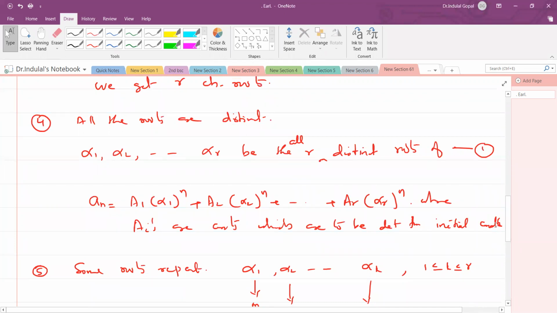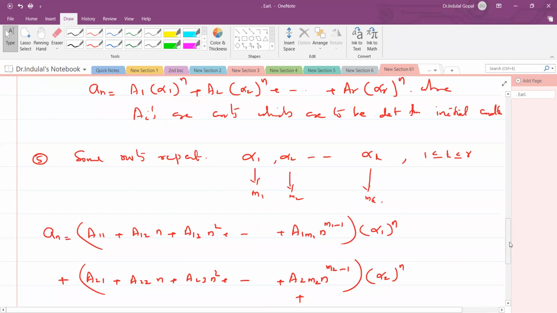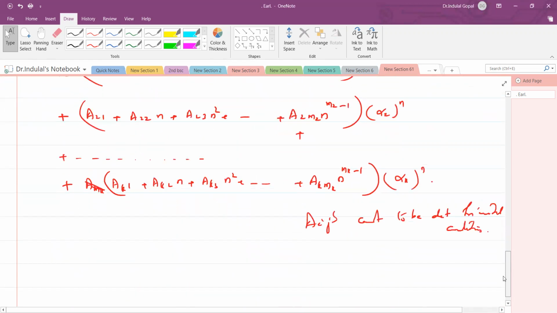If all the roots are distinct, then a_n equals a1 alpha 1 raised to n plus a2 alpha 2 raised to n plus etc. plus ar alpha r raised to n, where these ai's are constants, forms a solution. And if the roots repeat, say alpha i repeats mi times, then corresponding to alpha i raised to n, we associate a polynomial of degree mi minus 1. And these constants in both cases can be obtained from the initial conditions.